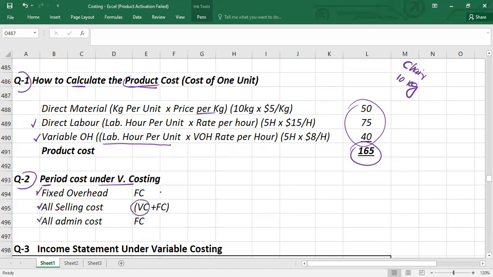But I told you variable selling cost has a presentation difference under variable costing. And now I'm going to show you how you will prepare the income statement under variable costing. Then we will practice a couple of questions and we will do some analysis also.